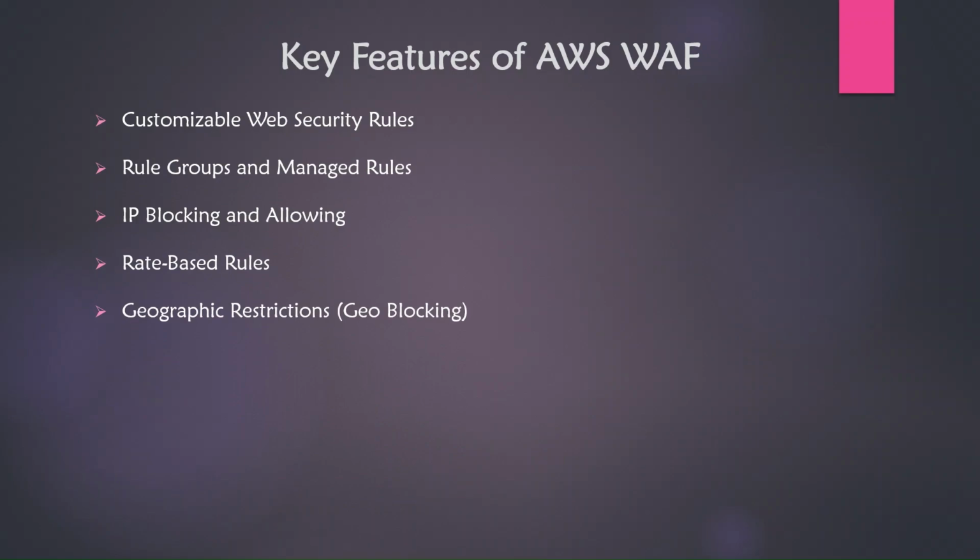Geographical restrictions. Rules restrict access based on the geographic location of the request, useful for applications targeting specific regions or blocking traffic from regions with known malicious activity.